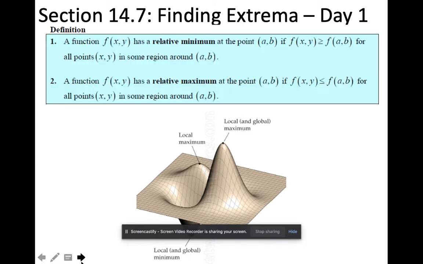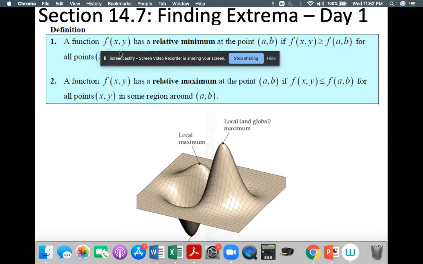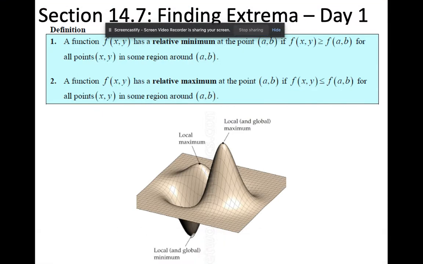So first, I'm just going to pop up the kind of boring definition, right? If we are in some region around a point and the function values all around it are greater than or equal to that point, we say we have a relative minimum. Local is a synonym for relative, and the same goes for maximums. All maximums and minimums are local. Some local ones are also global. The synonym for global is absolute.